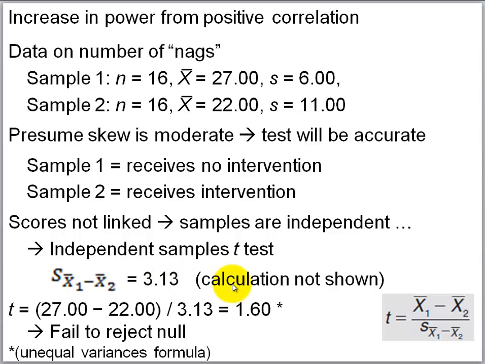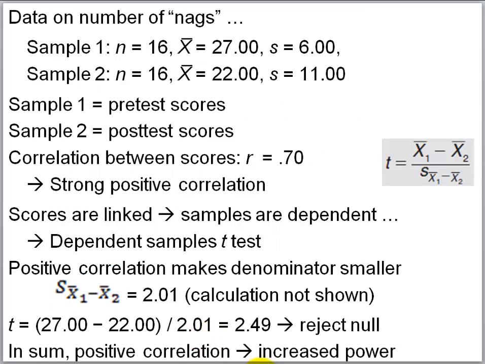3.13. I don't show this calculation. You don't need to be able to do that calculation. Here's our calculation of t, and I make note at the bottom we're using the unequal variances formula. t equals 1.60. Presuming that we've got a non-directional pair and a two-tailed test, this t does not have an absolute value that is sufficient for rejecting the null. So we will fail to reject the null.